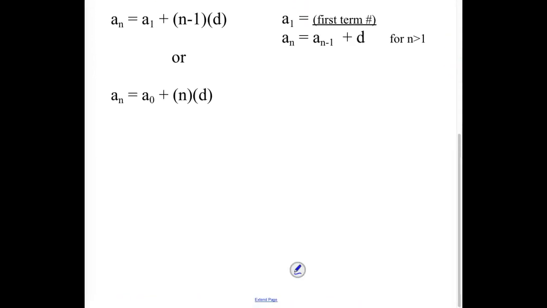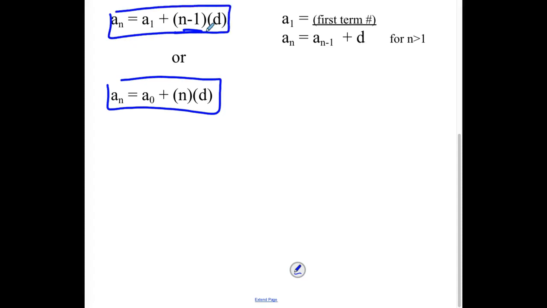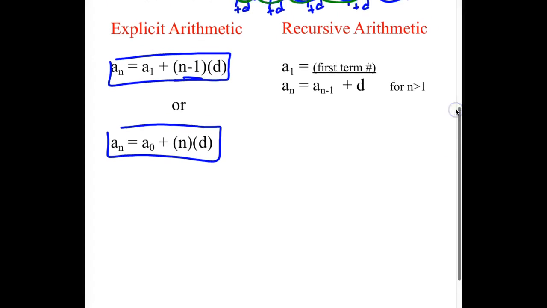In our explicit rule, we have n minus 1 of our D's getting added in. Now, there are 2 forms for our explicit rule. I tend to use the first one because it looks a little bit more like the geometric ones that we're going to learn about in a few days. And then you kind of see the same kind of pattern happening. But I'm okay with you using either one.